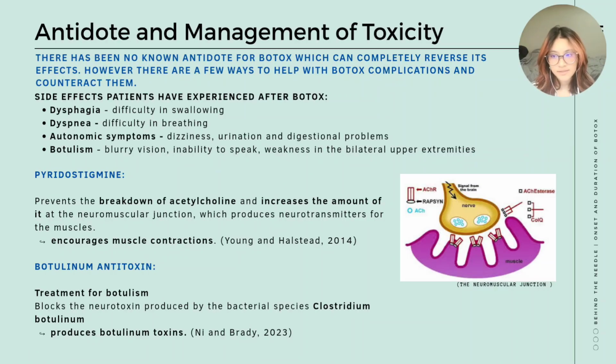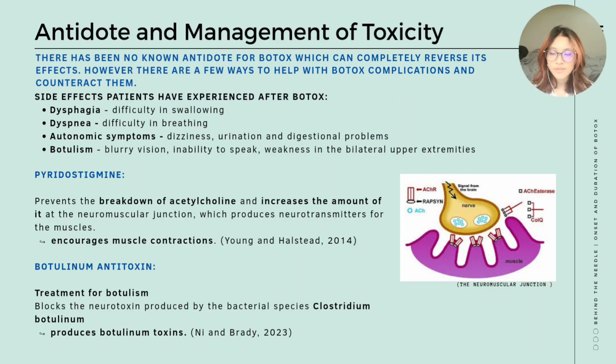Antidote and management of toxicity. There's no known antidote for Botox which can reverse its effects. However, there are a few ways that help with Botox complications and counteract these effects. How Botox works is that it prevents muscle contractions by blocking the release of acetylcholine from the nerve terminal at the neuromuscular junction, and this sometimes could result in complications such as severe dysphagia, which is difficulty in swallowing, dyspnea, which is difficulty in breathing, autonomic symptoms, and botulism. So these are the side effects that patients have faced after taking doses of Botox, as it prevents the muscle contraction and freezes up the muscles.